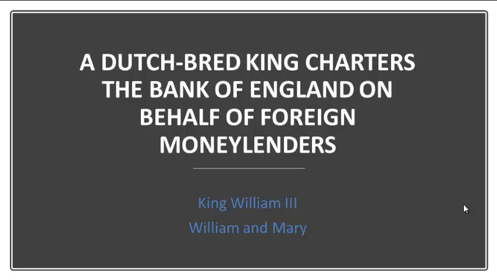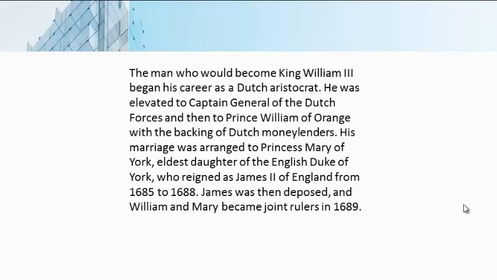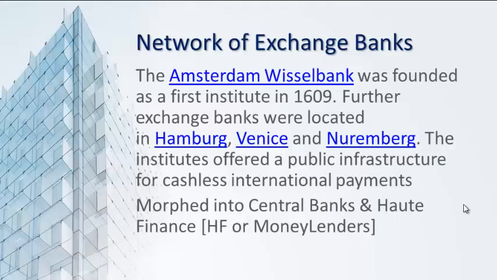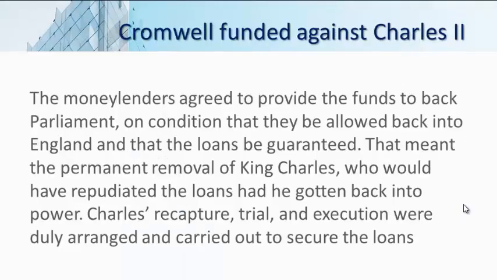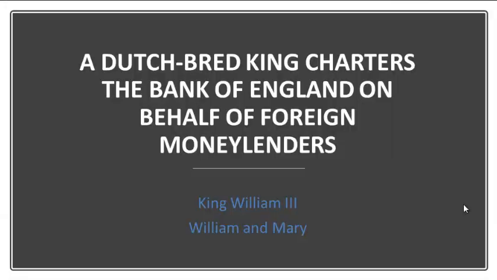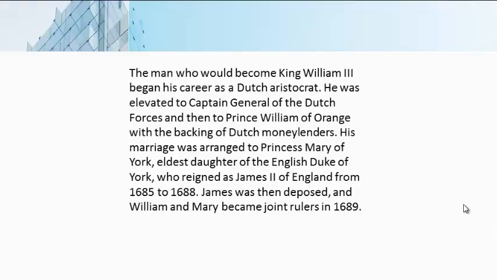So King William III is an important figure in this. He started out as a Dutch aristocrat. The most powerful of the exchange banks was the Amsterdam Wissel Bank. And this was the one which financed King William, Dutch moneylenders. First they arranged his marriage to Princess Mary of York.